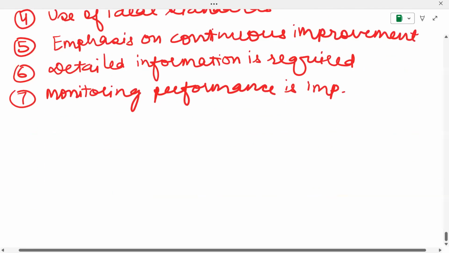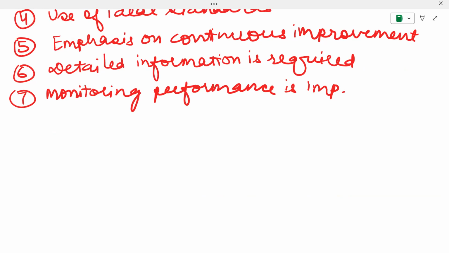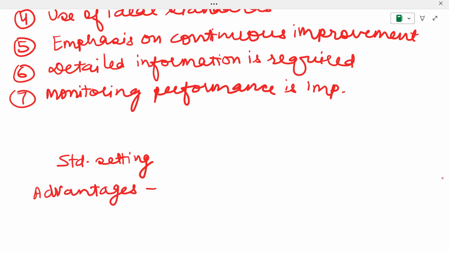The last thing that we are going to learn in this chapter is participation in standard setting. So do you involve the employees in setting the standards? Do you take their participation? Of course there will be advantages and there will be disadvantages.